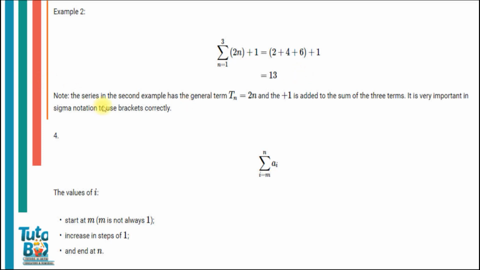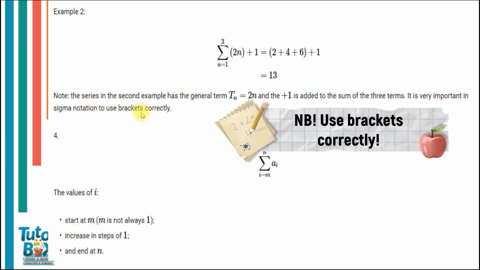Note the series in the second example has the general term Tn equal to 2n, and the plus 1 is added to the sum of the 3 terms. It is very important in sigma notation to use brackets correctly. Guys, please make sure you use your brackets correctly.